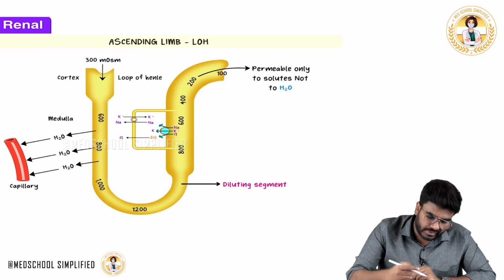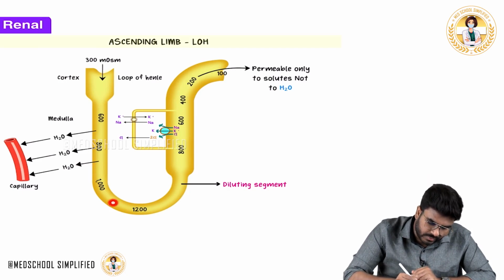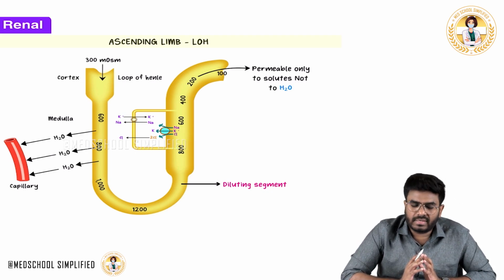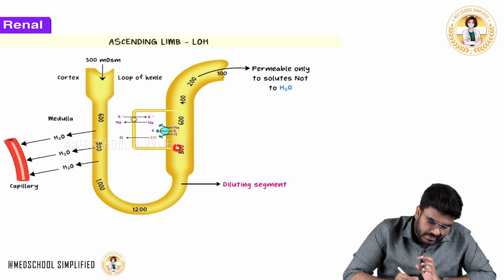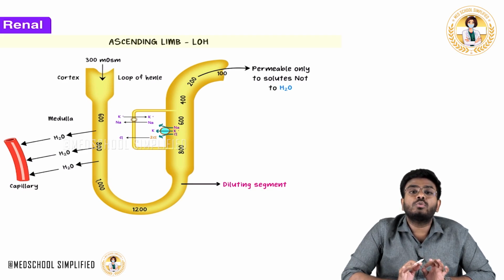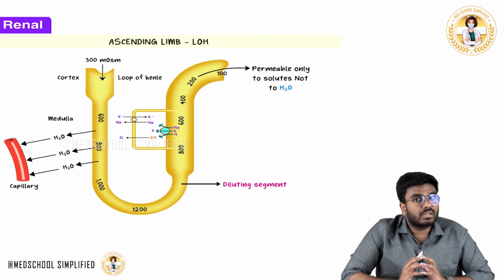Ascending limb of loop of Henle. Now please appreciate, the fluid is moving like this. Now the urine starts to go into the ascending limb. What is happening here? See, this is one epithelial cell in the ascending limb of loop of Henle. The point is, the ascending limb is freely permeable to solutes, which means solutes are going to be reabsorbed but not the water. Only solute reabsorption, no water reabsorption. The ascending limb of loop of Henle is impermeable to water.